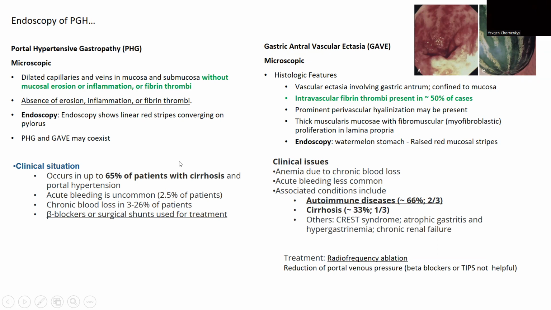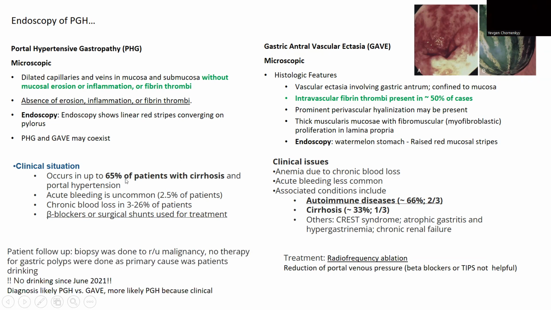So we favored that it was a portal hypertensive gastropathy, and the biopsy was done mostly to rule out malignancy. No therapy for gastric polyps, and the patient was drinking, but then the patient wasn't drinking since June 2021. So the takeaway from this case, we favored PGH more on the clinical.